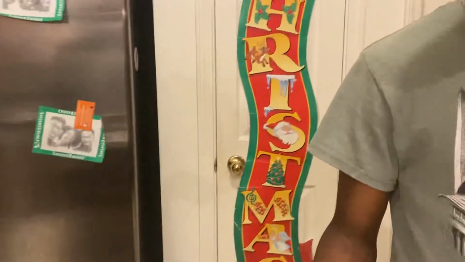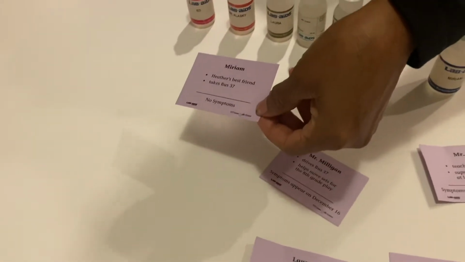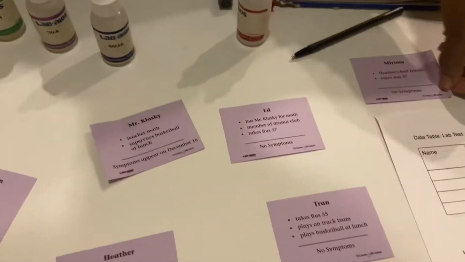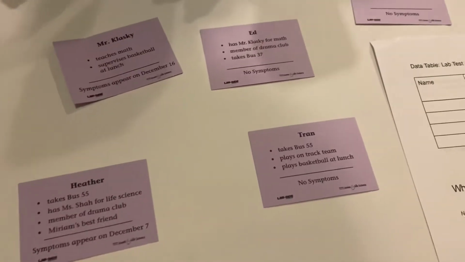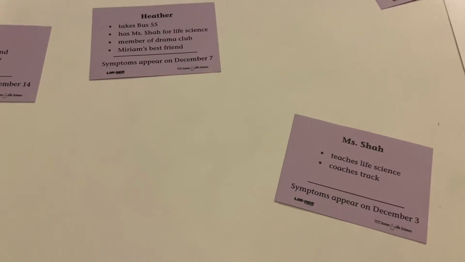So who should we test, guys? Miriam. We should test Miriam. Okay, good. Would you agree with that? Test Miriam? We're trying to figure out who the carrier is. Okay, good. Who else should we test? Tran. We should test Tran. Okay, who else should we test? Everybody. No, we only test 4 people. Ed. Okay, wait a minute. We have to test 4 people. That's only 3. Who else should we test?